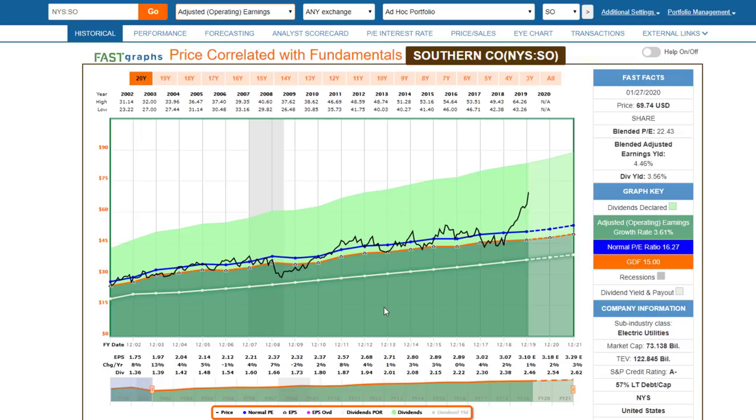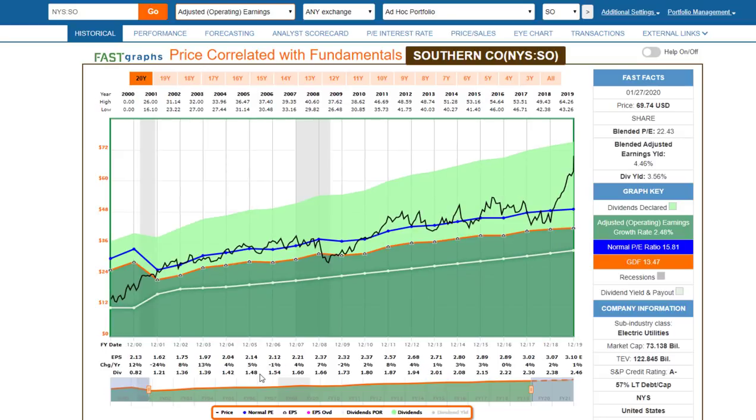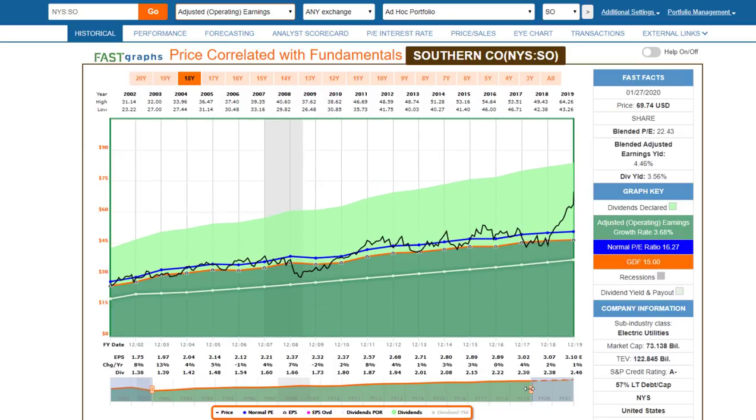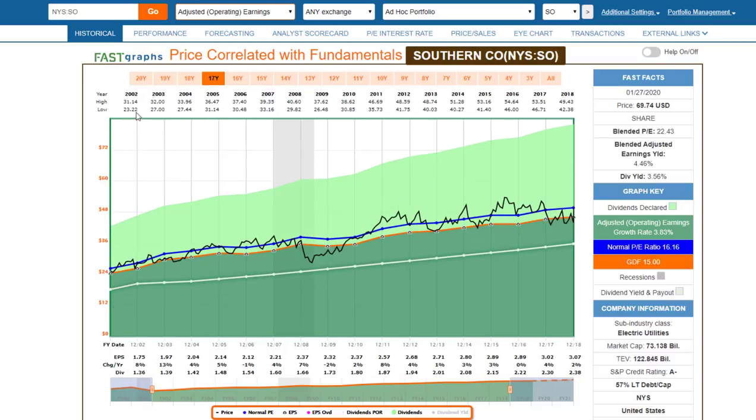But keep in mind, a rational assessment of fair value doesn't necessarily mean you're going to make a great deal of money. For example, if I also use my scroll bar here and come into some periods of time where I can get closer to where the stock is trading at fair value ranges, I've got 2002 to 2018. The price is more or less on the 15 PE here. We have a 3.8% growth rate.